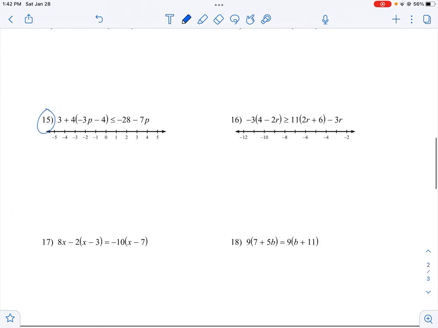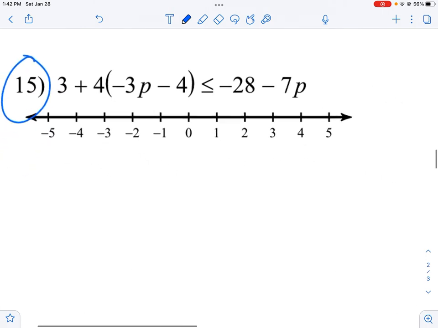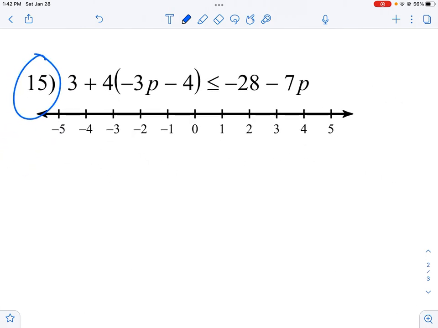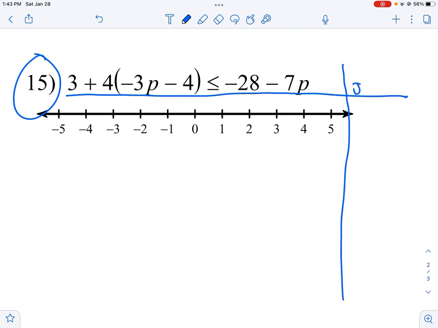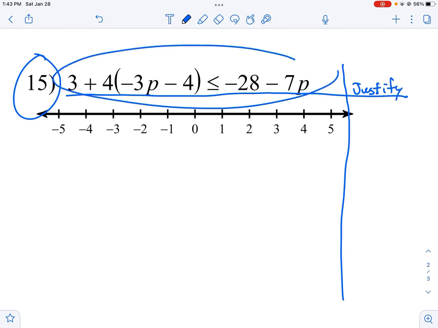So let's go to one that has quite a bit more involved. It's got more steps. But we're not going to let that deter us. We're going to dive in. So on 15 here, this is an inequality because it's got that less than or equal to symbol there. Let's go ahead and draw our little t-chart. I'll put justify over here. And now I'm going to have at it.